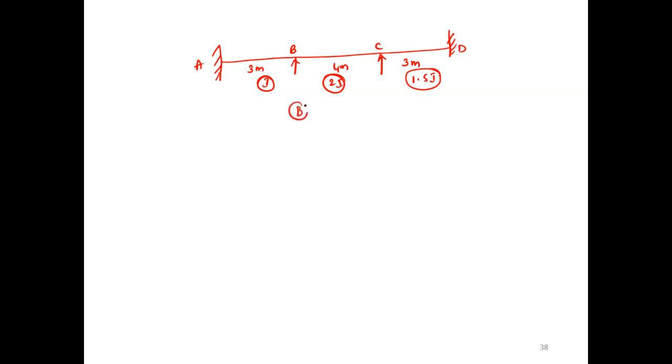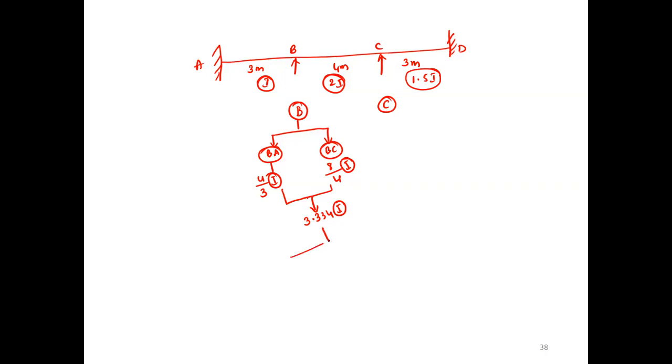So joint B, C, members BA, BC, relative stiffness 4EI by L, 4 by 3I. BC, 4EI by L, 8 by 4I. If you do summation, 1.33 plus 2, I think 3.334I.